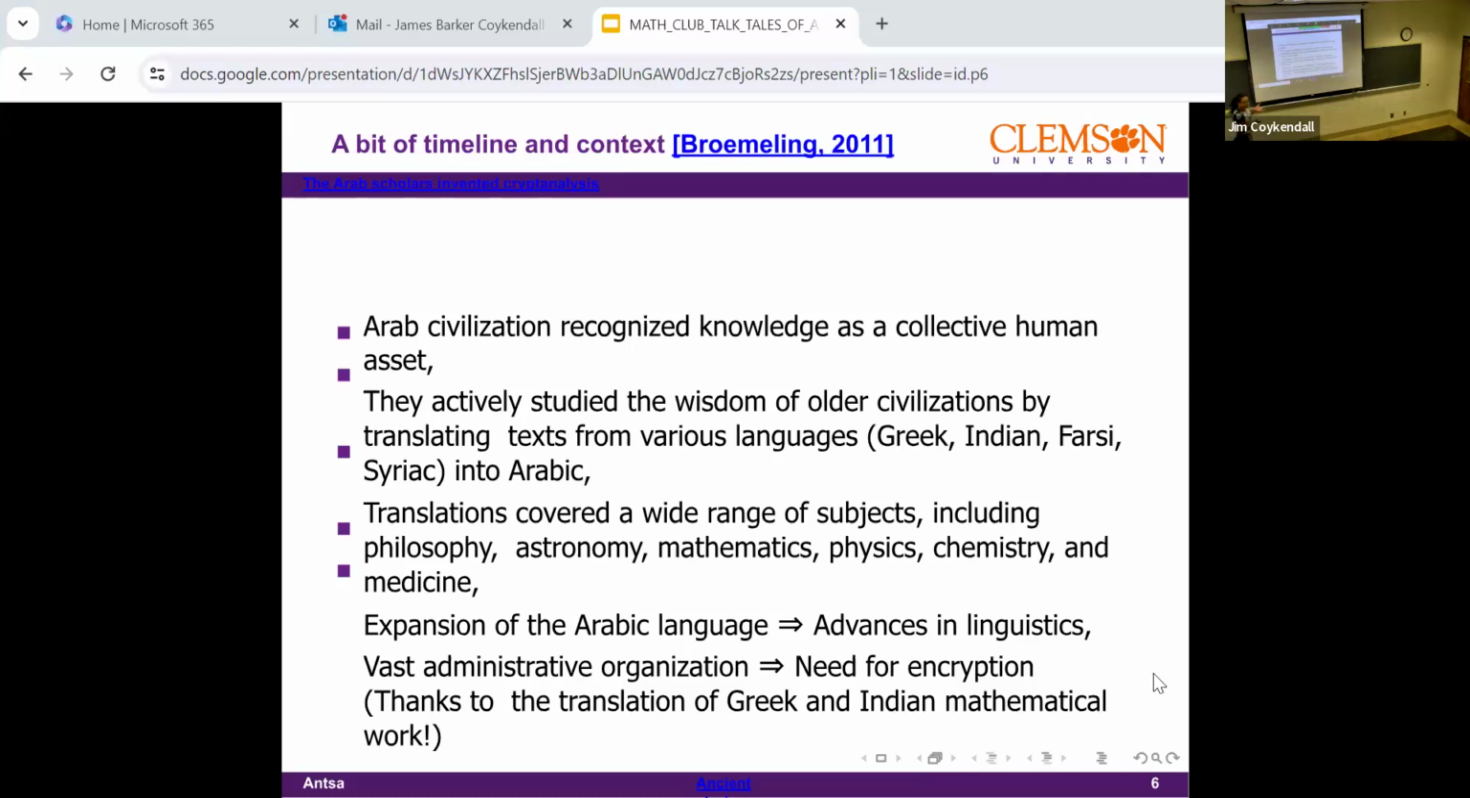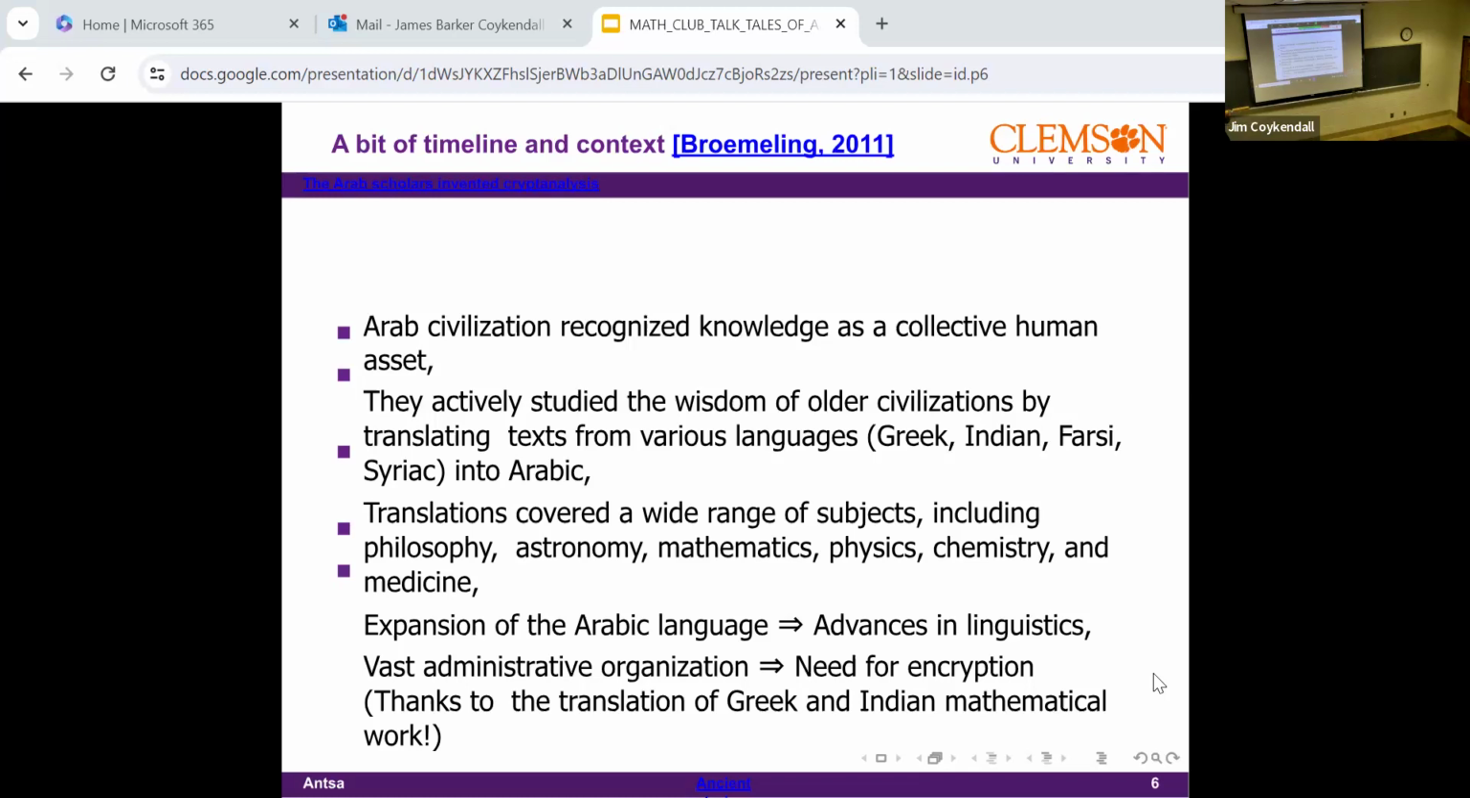How does that start? Have you heard about the Arab civilization? That is when Islam was created, and they wanted to spread the word. By doing so, they decided to create a new civilization. They recognized knowledge as a collective human asset, so they actively studied the wisdom of other people. They had books about philosophy, astronomy, mathematics, physics, chemistry, and medicine, in different languages, that were then translated into Arabic. That's a huge encyclopedia of knowledge.